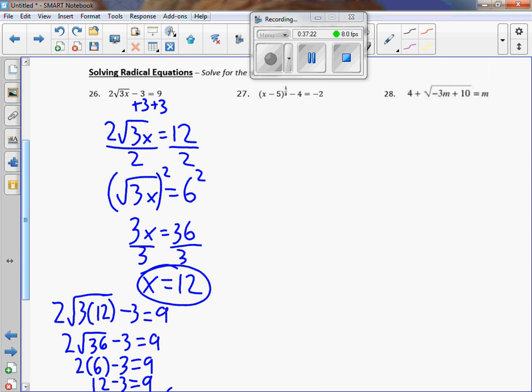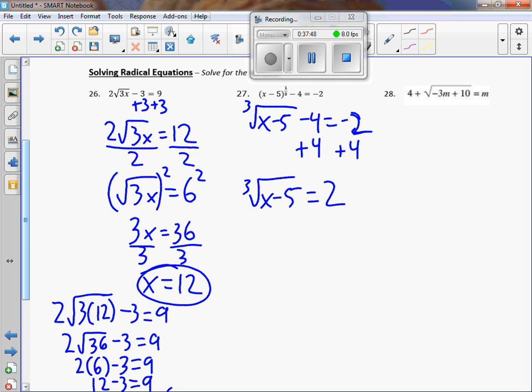Number 27, that 1/3 power we should know means cube root. If we're not comfortable seeing that, we can rewrite this as a cube root. Same first step, get the radical, or if you're working with it in parentheses, get the parentheses by itself. Then, because it's a cube root, we're going to cube both sides.